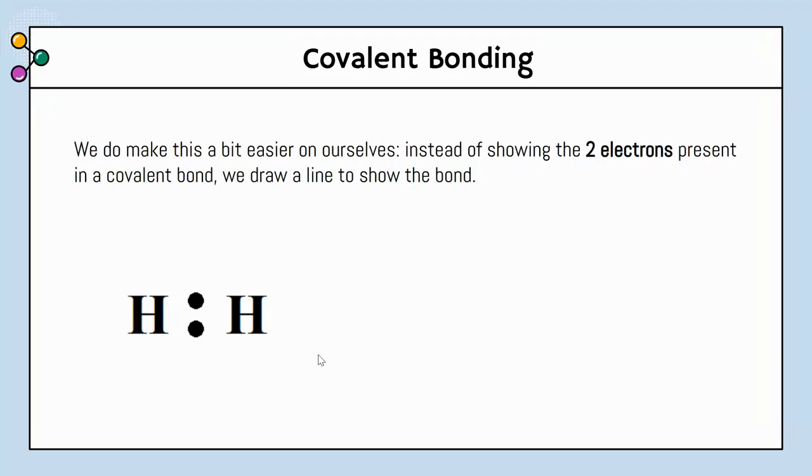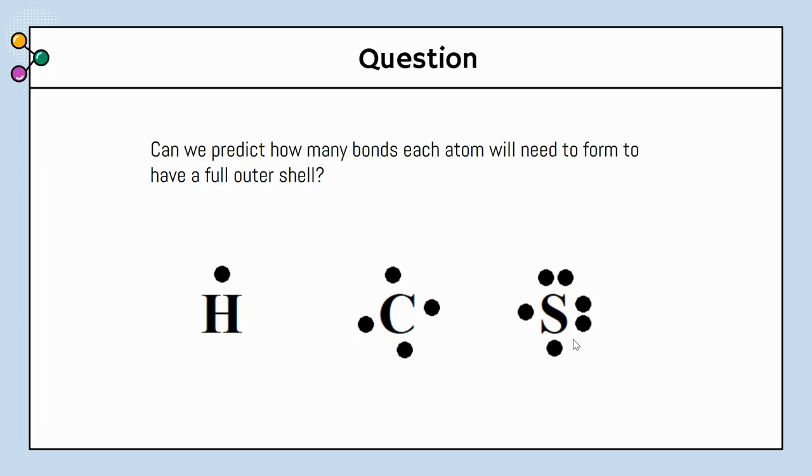However, in covalent bonding, we don't show those 2 electrons between the 2 atoms to show that they're bonding with each other. We just draw a line between the 2 hydrogens, and that line represents the 2 shared electrons. So quick question, how can we predict how many bonds each atom will need to form in order to have that filled outer shell? Well, the number of bonds is just going to be equal to the number of single electrons. This hydrogen will make 1 bond to get a full outer shell. This carbon will make 4 bonds. And this sulfur, because it has 2 single electrons, should end up with 2 single bonds.